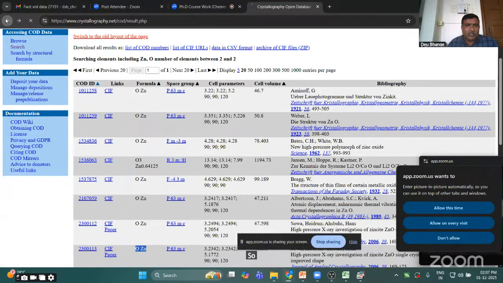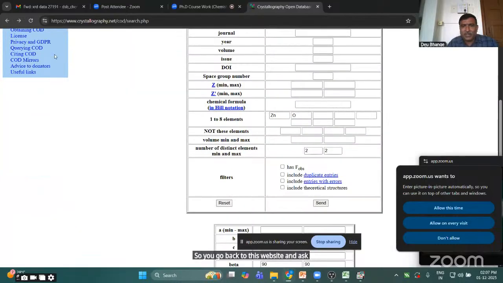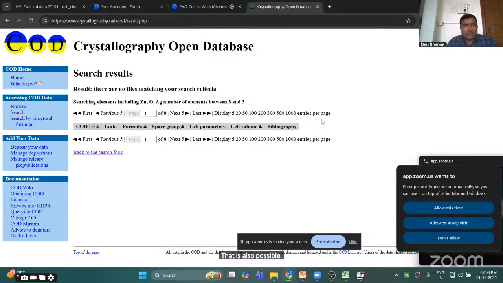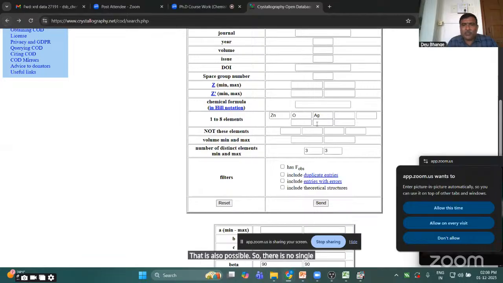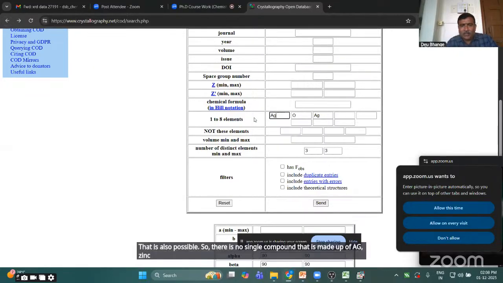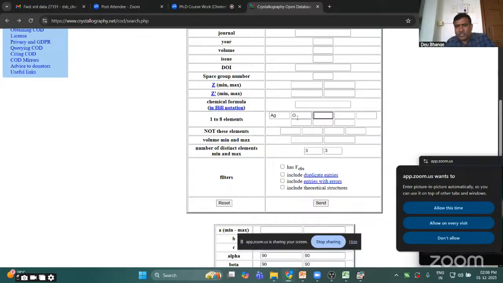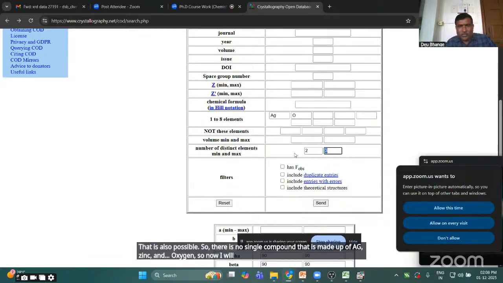So you go back to this website and ask a new query. So zinc, Ag and silver, I will put the three elements at a time. It will restrict its search within the database of zinc, Ag and O. Or you can search Ag2O, AgO2, AgO, something like that. That is also possible. So there is no single compound that is made up of Ag, zinc and oxygen. So now I will have the AgO file.